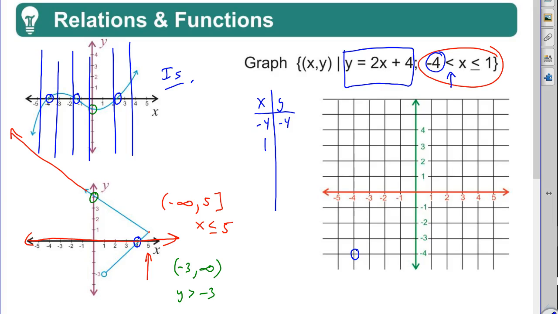I'm going to do 1. 2 times 1 is 2. 2 plus 4 is 6. And I know I have the point 1, 6. But that's where it stops. So I put a dot there, and I'm just going to draw the line between them. And I've just drawn that function. I was restricted to only these domain values, just bigger than negative 4, all the way up to and including 1. And so we graph the function. All right, that's the idea.